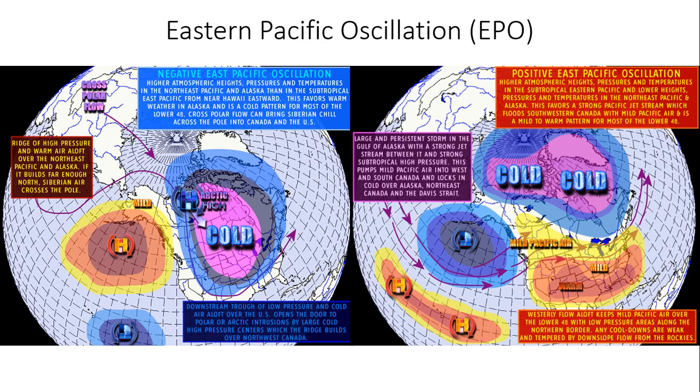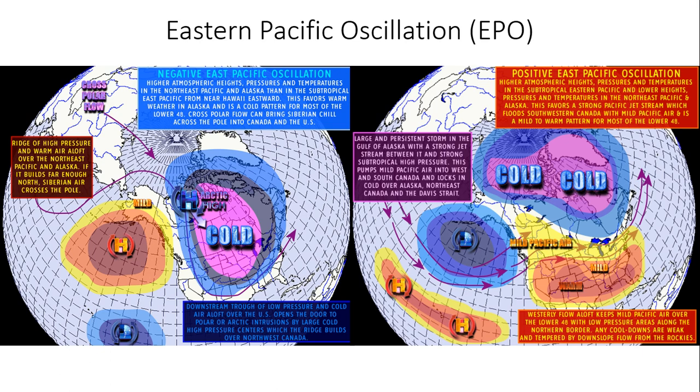The graphic on the left shows a negative EPO pattern, and the graphic on the right shows the positive EPO pattern. So look at your differences. The main differences between the negative EPO and the positive EPO on the right is you see upper level ridge building into the Gulf of Alaska with a negative EPO. And with a positive EPO, you get the Aleutian Low going there around the vicinity of the Aleutian Islands. And so you get a major area of low pressure in the Gulf of Alaska with a positive EPO.